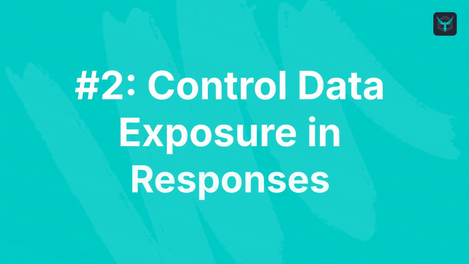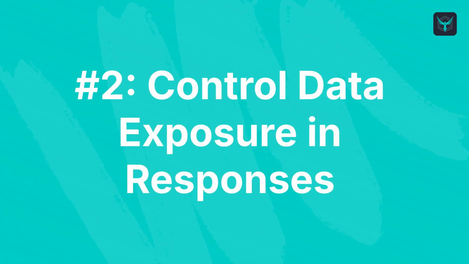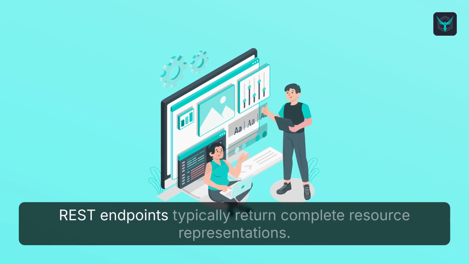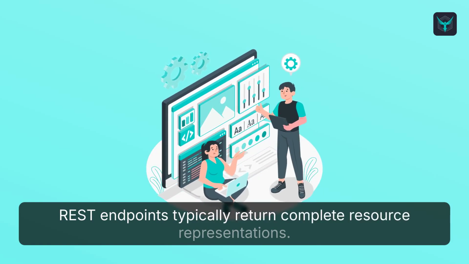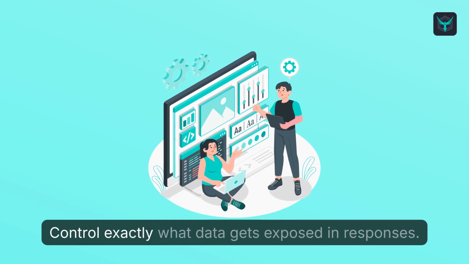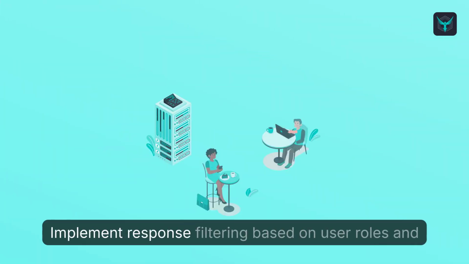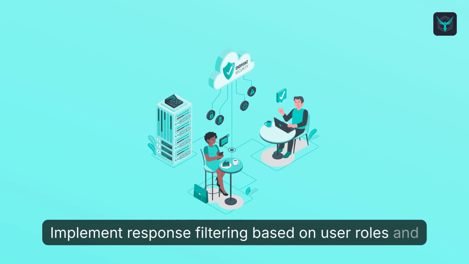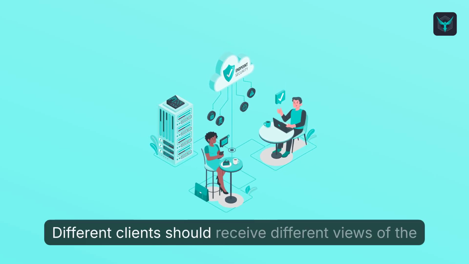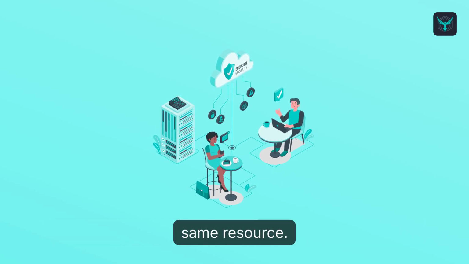Number 2. Control data exposure in responses. REST endpoints typically return complete resource representations. Control exactly what data gets exposed in responses. Implement response filtering based on user roles and permissions. Different clients should receive different views of the same resource.